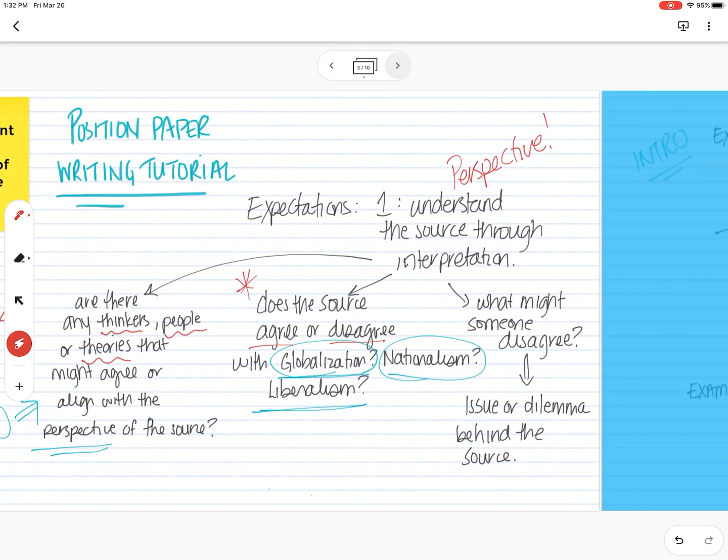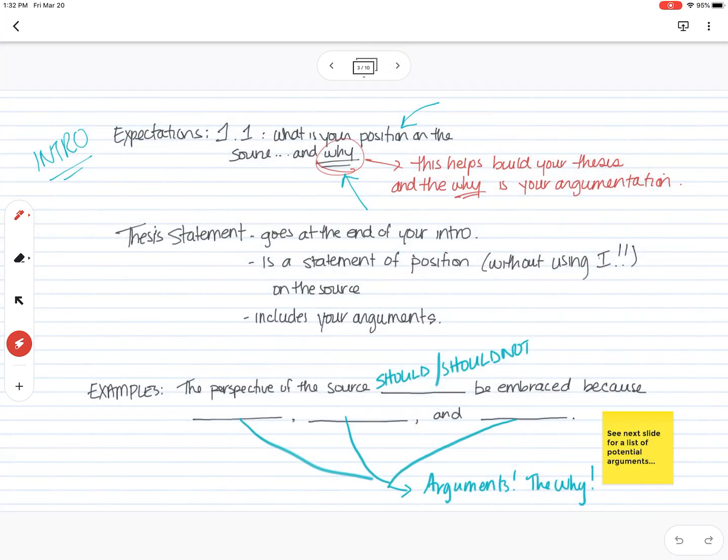Now, the last thing that you need to include in your formal essay and your introduction paragraph, so again in our intro, is going to be our thesis.